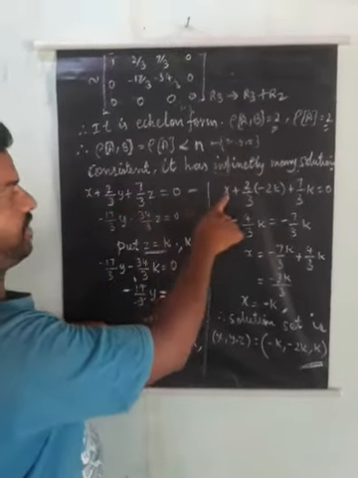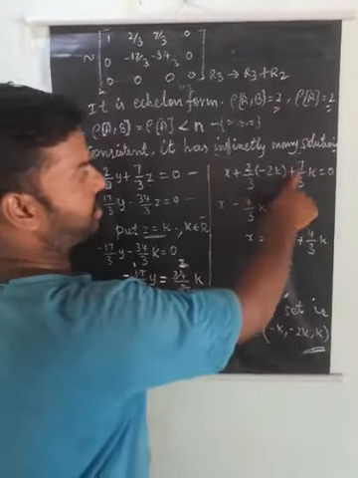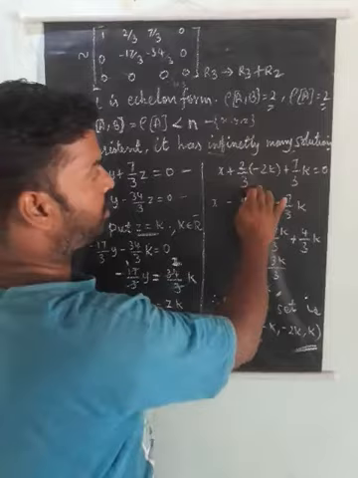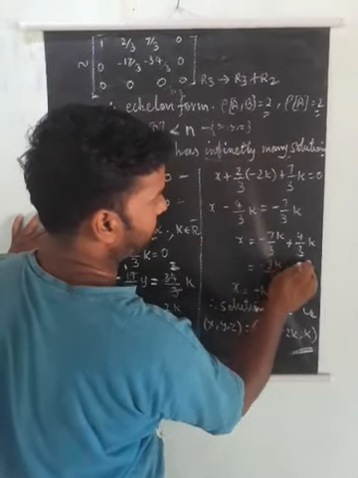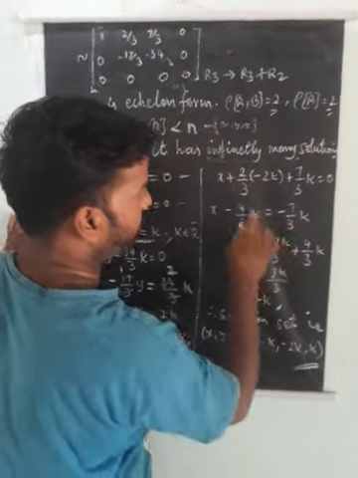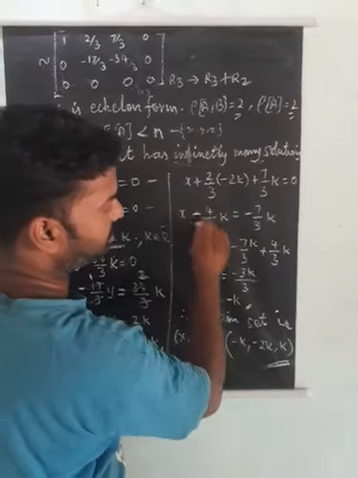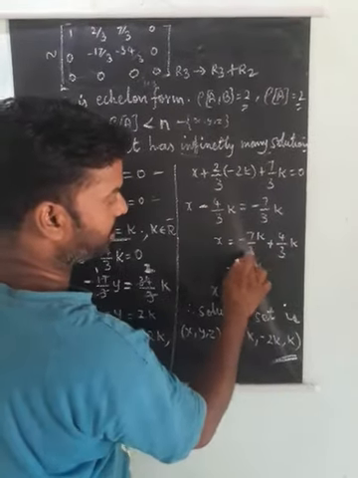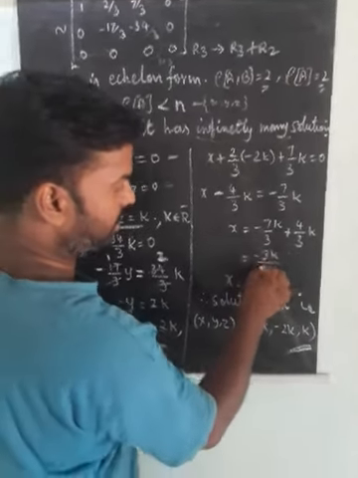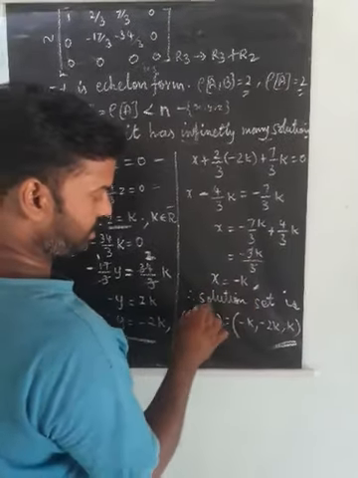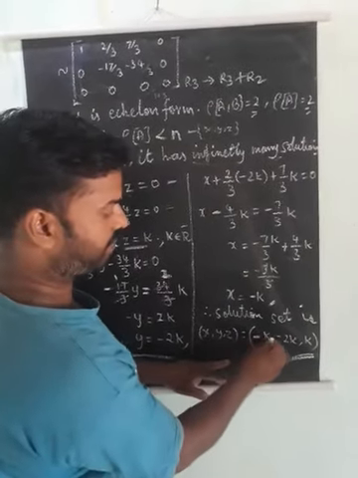Take the first equation: x plus 2/3 times (-2k) plus 7/3 k equals 0. These two values go to the right-hand side: -7/3 k, and 2/3 times -2k is -4/3 k, which becomes plus 4/3 k on the right-hand side. Taking LCM 3: -7 plus 4 is -3k, and the 3 cancels. So x is -k. Therefore the solution set is (x, y, z) = (-k, -2k, k).